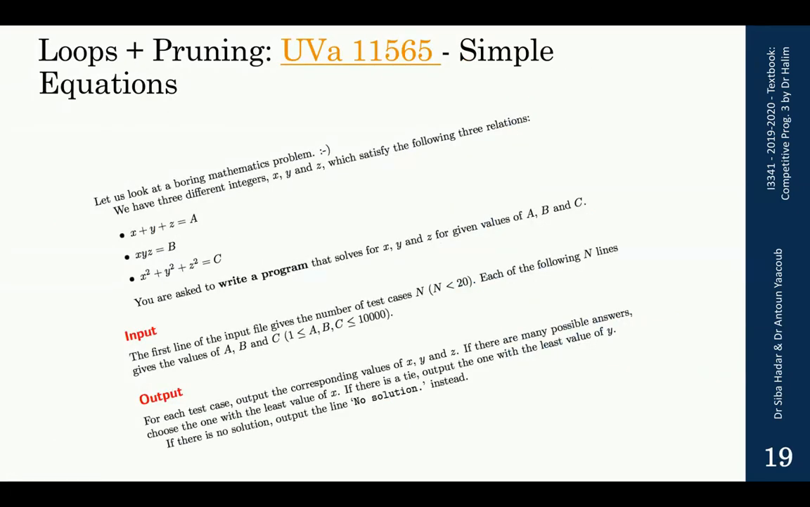Another kind of iterative complete search problem is where you have loops, but you can also have pruning. So there are cases that you can eliminate. We consider UVA 11565, which is called Simple Equations, in which you have 3 equations and you have 3 known numbers, and you have to find x, y, and z.